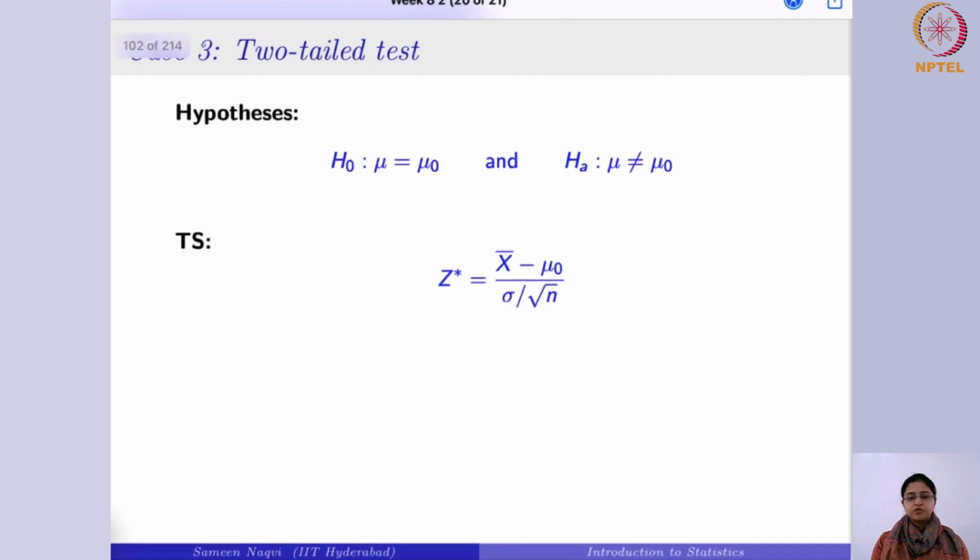Again, your z star would be the sample mean minus mu naught over sigma by root n, because it is calculated under the null hypothesis. When I say x bar follows normal with mean mu and variance sigma square by n, under the null hypothesis it is in fact mu naught over here. So then x bar minus mu naught over sigma by root n will follow standard normal.